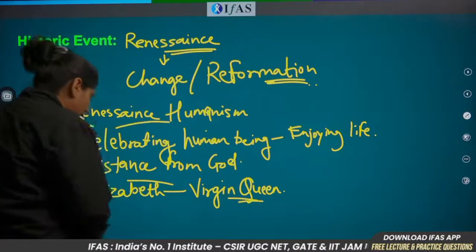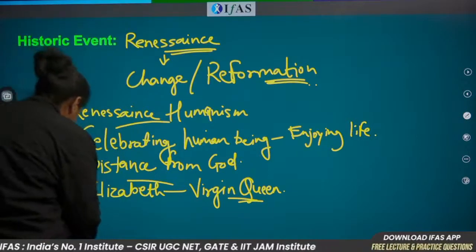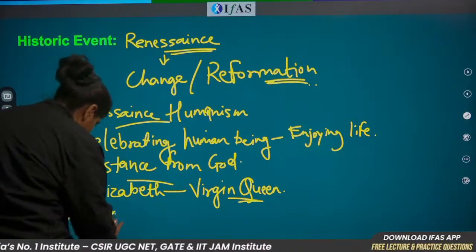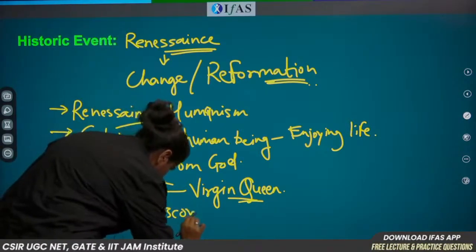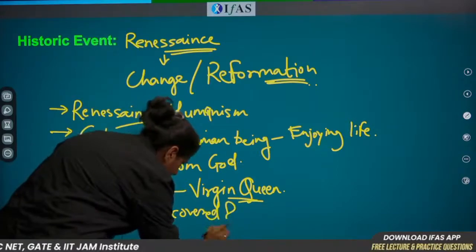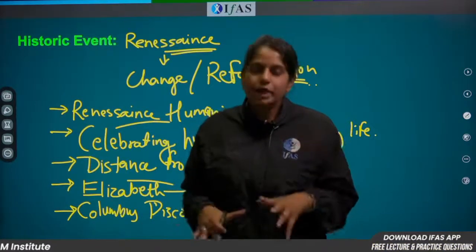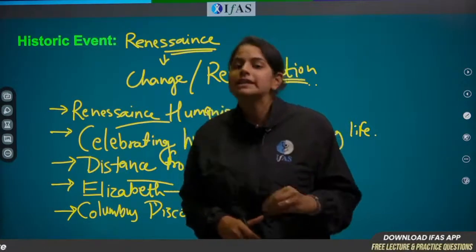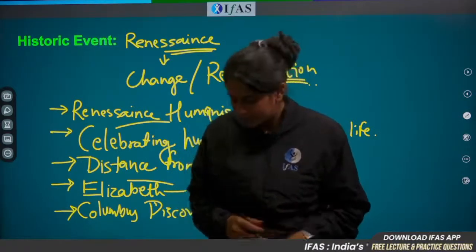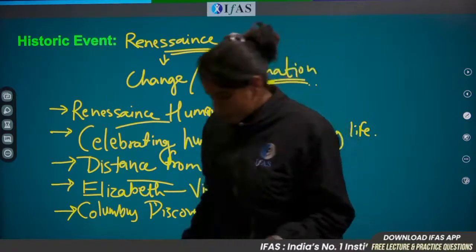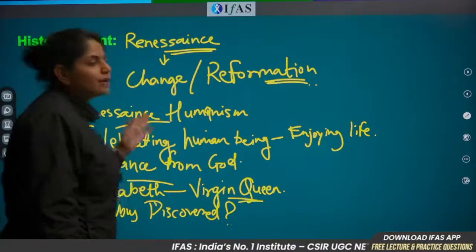Got it? Then the printing press was invented and Columbus discovered something. What did Columbus discover? Discovered what? You have to find out and tell it to me. Columbus discovered something at the time of the Elizabethan age. What did Columbus discover? You have to find it out and tell it to me in the comment section. Okay, so these were the important things that happened at the time of the Renaissance period or the Elizabethan period.